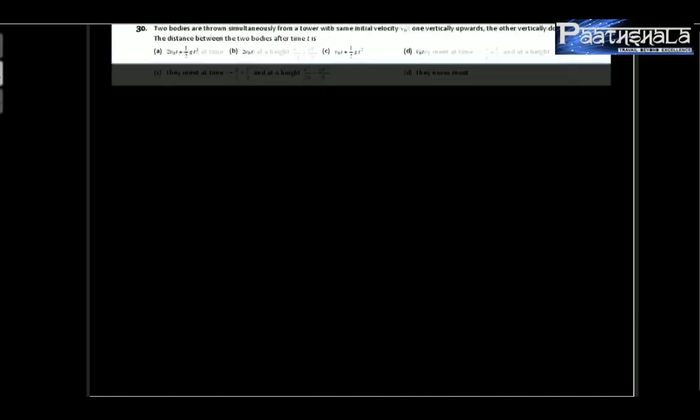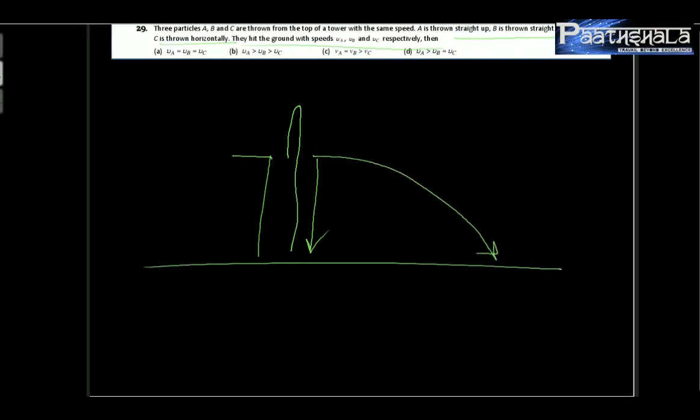Next question. We are in the last couple of questions actually. Three particles A, B and C are thrown from the top of a tower with the same speed. Again this question is a repeated question, right? Okay, it's not exactly repeated because they are thrown in different directions. A is thrown straight up. B is thrown straight down. And C is thrown horizontally. They hit the ground with speeds VA, VB, VC.